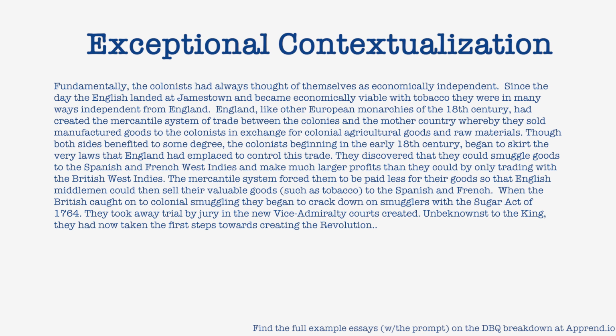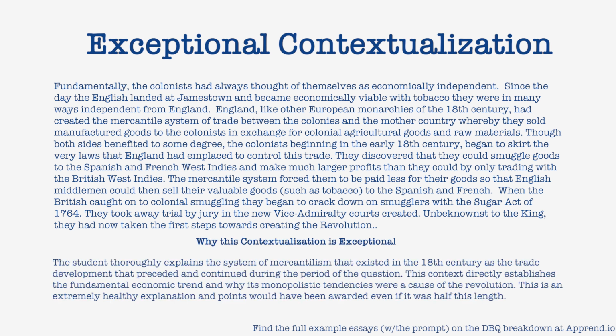They discovered that they could smuggle goods to the Spanish and French West Indies and make much larger profits than they could by only trading with the British West Indies. The mercantile system forced them to be paid less for their goods, so that Englishmen could then sell their valuable goods to the Spanish and French. When the British caught on to colonial smuggling, they began to crack down with the Sugar Act of 1764. They took away trial by jury in the new Vice Admiralty courts. Unbeknownst to the king, they had now taken the first step towards creating the revolution."